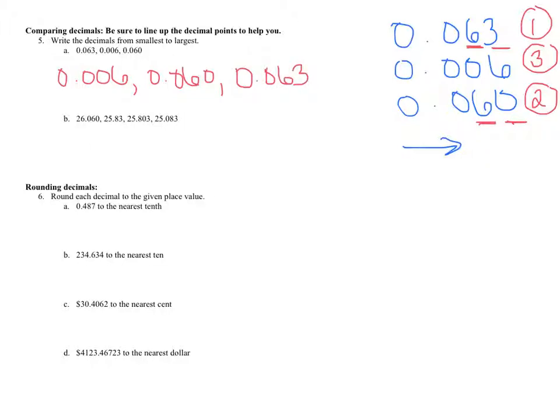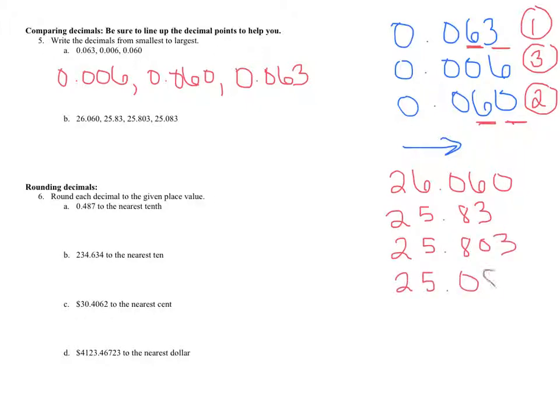Okay, let's look at part B now. So once again, I'm going to line these up vertically in order to identify where their place value is. So I have the 26.060, the 25.83, the 25.803, and the 25.083. So let's identify these from largest to smallest first, then we'll rewrite them in reverse order.